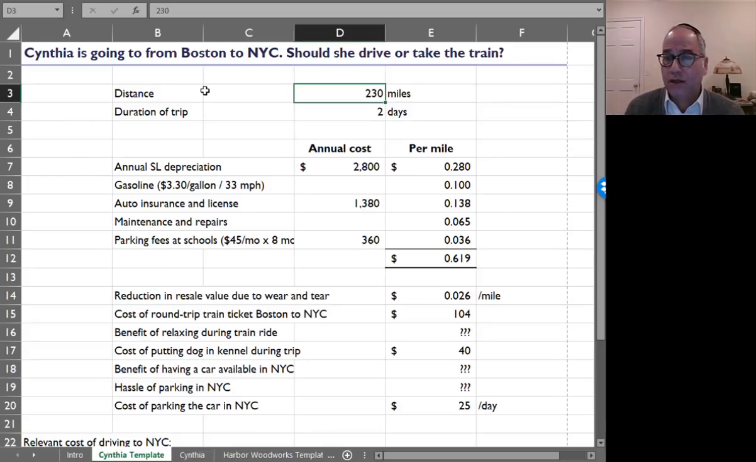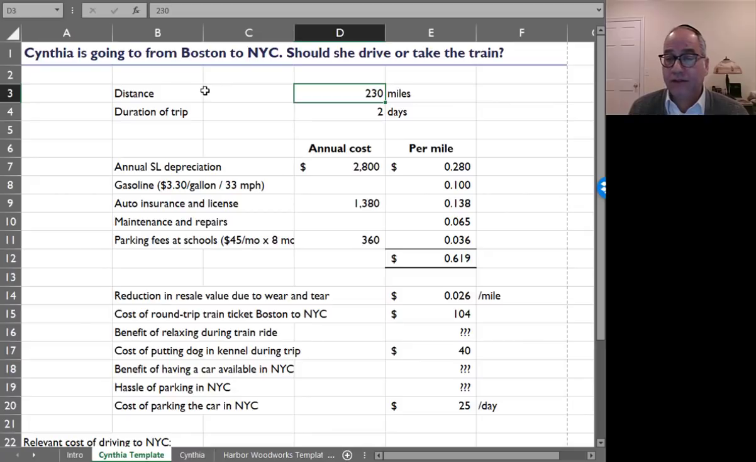So she has a car, and she figured out that the annual depreciation on the car is $2,800. So figuring that she does 10,000 miles a year, that would be 0.28 dollars per mile. Gasoline right now is $3.30 a gallon, and the car gets 33 miles per gallon. So we figure gasoline is about 10 cents a mile. Auto insurance costs $1,380 a year. She obviously doesn't live in New Jersey. And license is $13.80 a year. So per mile for 10,000 miles a year, that's 13.8 cents per mile.